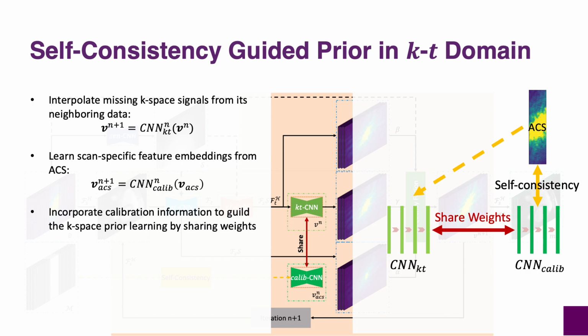The collaboration CNN shares the same architecture as the KT CNN and learns scan-specific features from auto-collaboration signals. By sharing network parameters during learning between those two models, we enable the learning of scan-specific features that improve the prediction of mixing high-frequency K-space data.